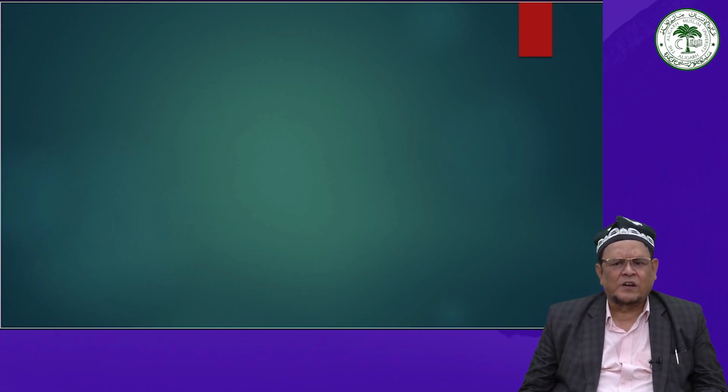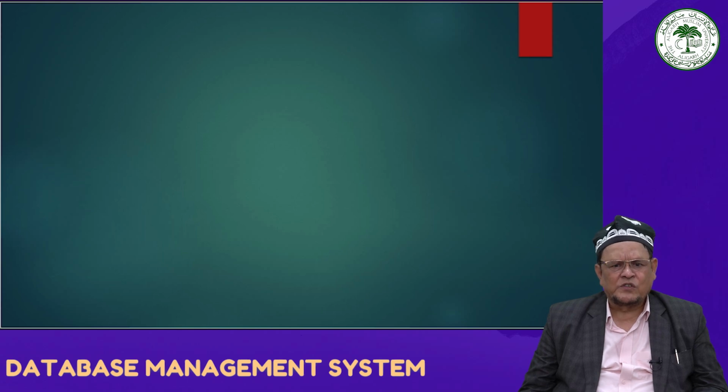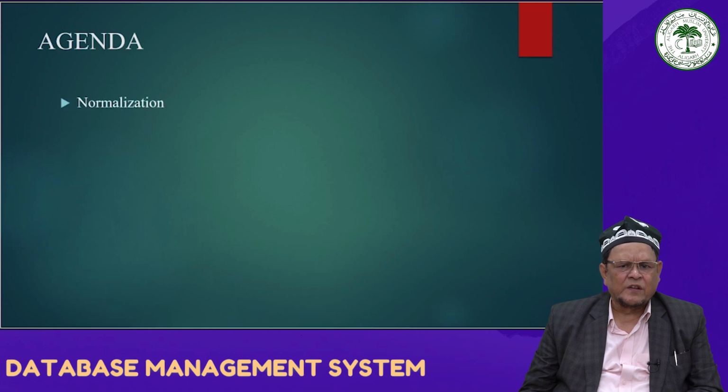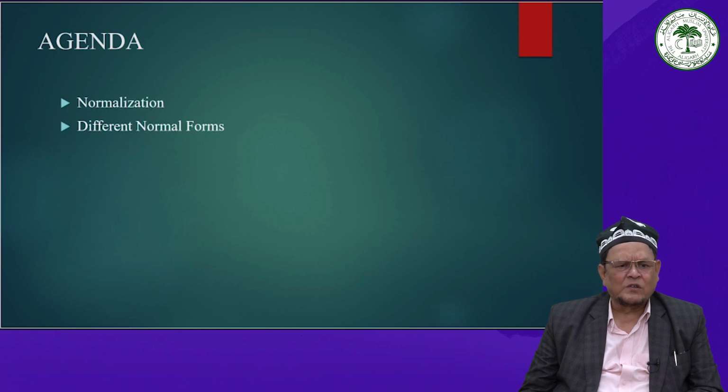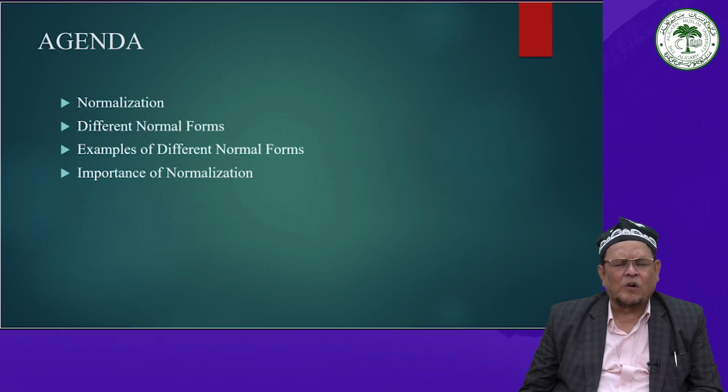So let's begin the agenda of today's lecture, which is to discuss the following topics you can see on the screen. Normalization for relational database and normalization form along with example. So here we'll discuss about normalization. What is normalization? I've already explained in the previous lecture the motivation behind normalization, and then different normal forms, examples of different normal forms, and the importance of normal forms.